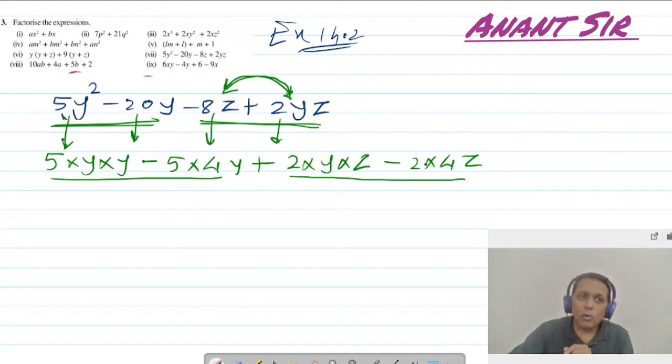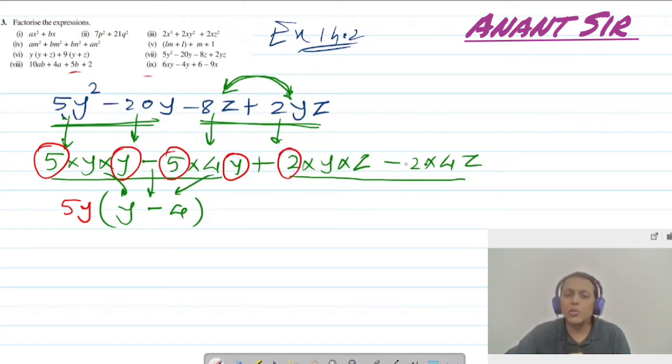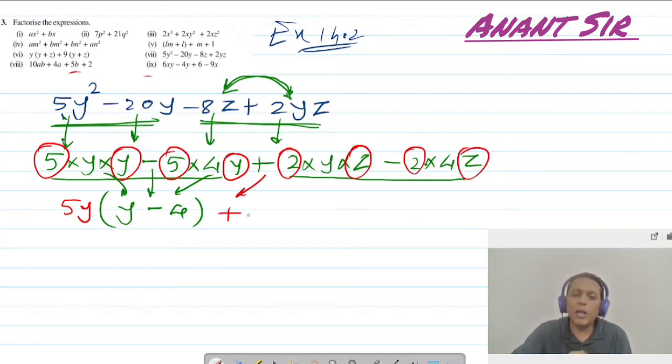So now what can I take common in the first two terms? 5 and y. So when I take 5y common in the first two terms, what remains in the bracket is y minus 4, correct? Now, what can I take common in the last two terms? It is 2 in both the terms, and z. What is the sign? Plus. So, when I take 2z common, what remains in the bracket is y minus 4.